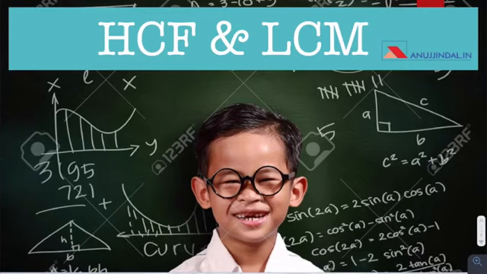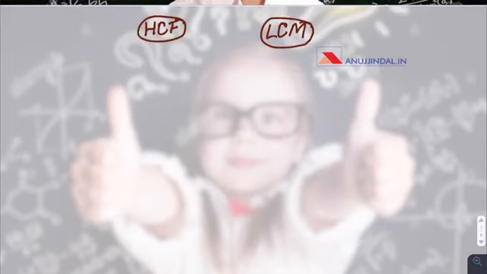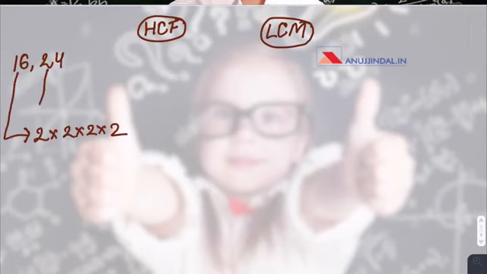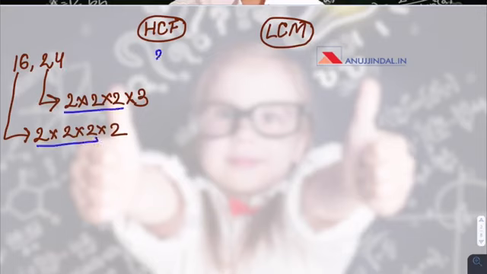Let us quickly revise some basic concepts. As you must be knowing, HCF is highest common factor and LCM is least common multiple. So let us assume two numbers, 16 and 24. We can write 16 as and we can express 24 as. Now we see for HCF, this is the common part. Hence, HCF would be 2 cubed, that is 8. And for LCM, we'll first write the common part and then the part which is not common.